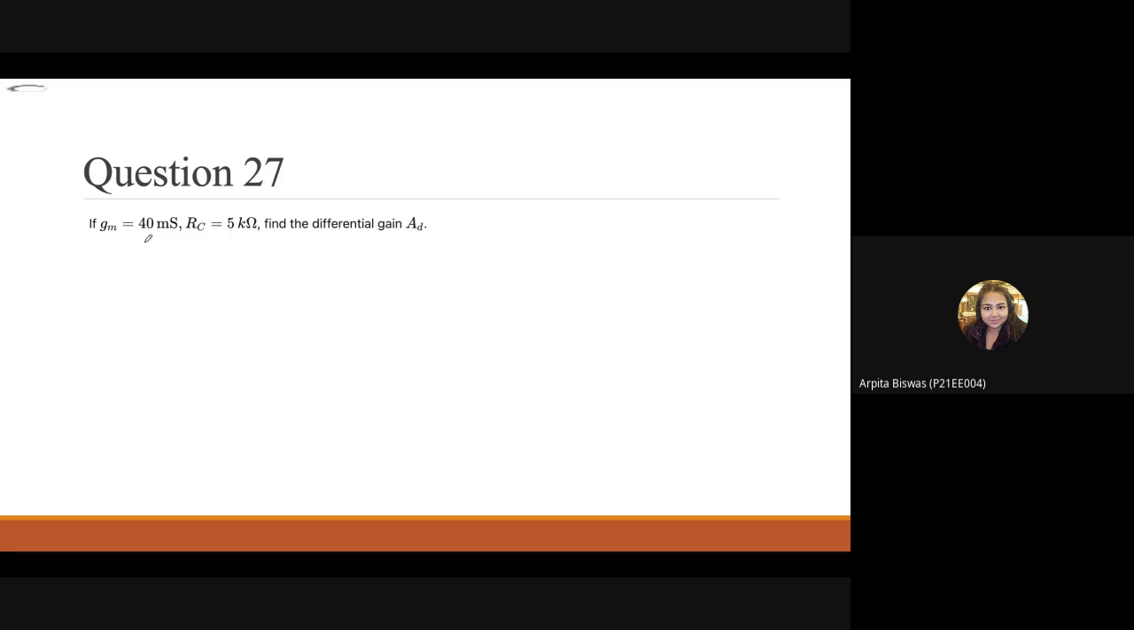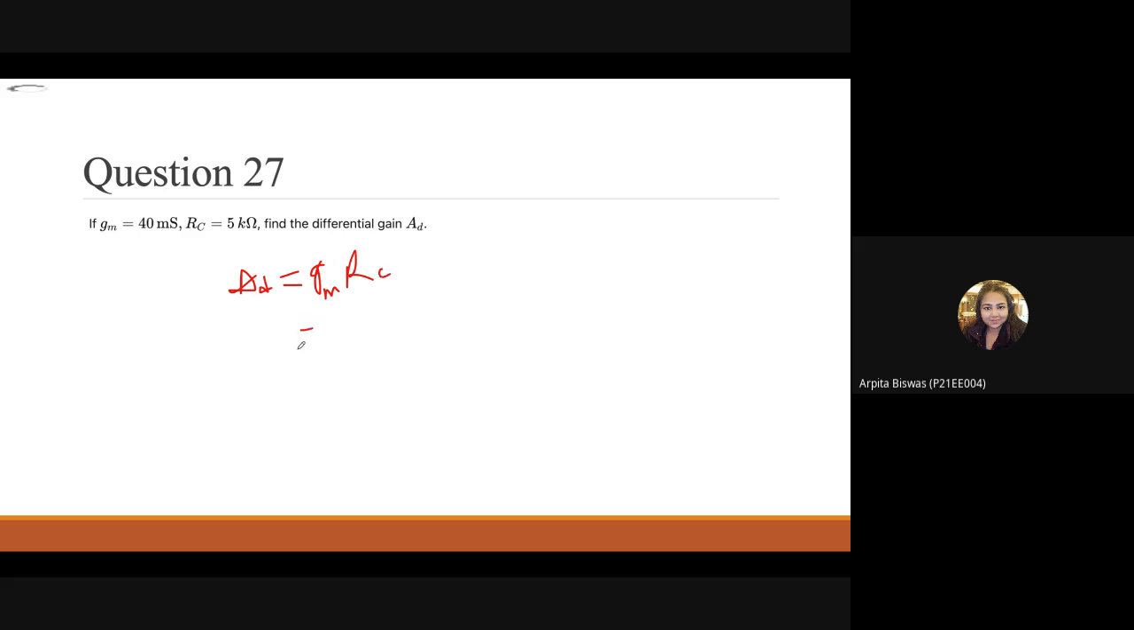How to calculate this AD? GM into minus GM into R. Okay. Jasmine, how to find out? Tell me, what is the value of this AD? What is the equation? Ma'am, GM into RC. Yes, GM into RC. The differential gain AD equals GM into RC.